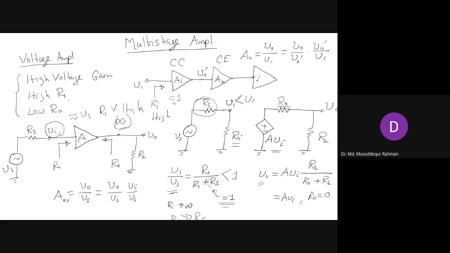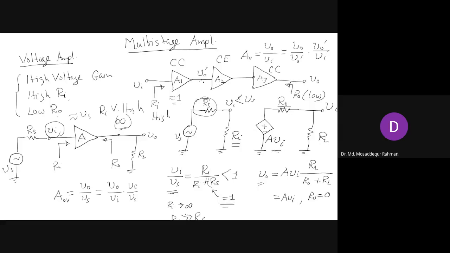Let's say another common collector stage, and we note here the output. So there is our output resistance, which will be low, and here we'll have a high input resistance. And this will give us high gain.